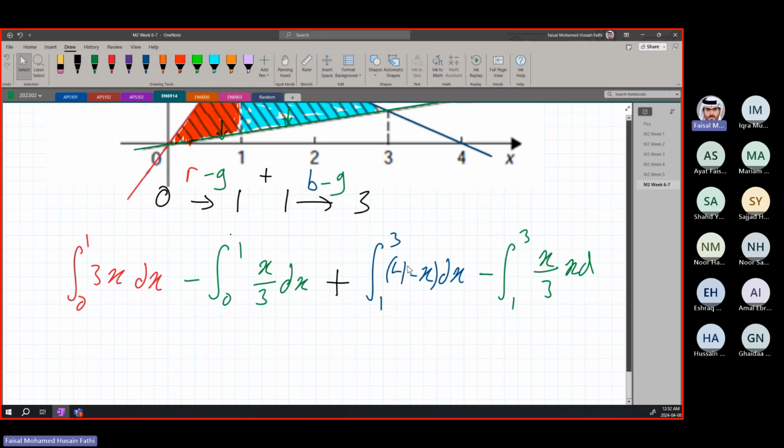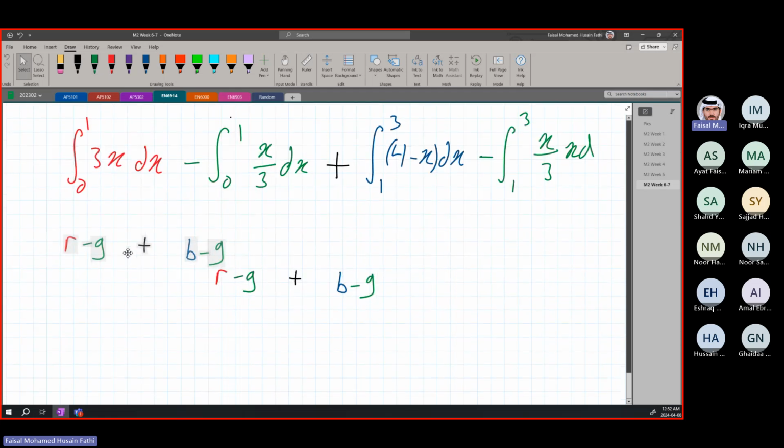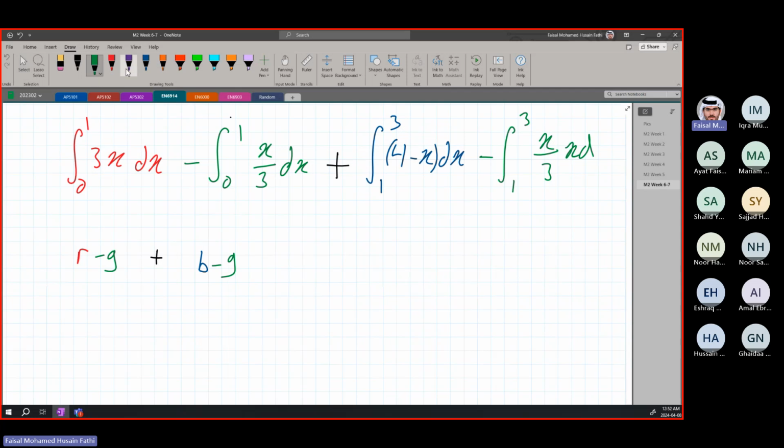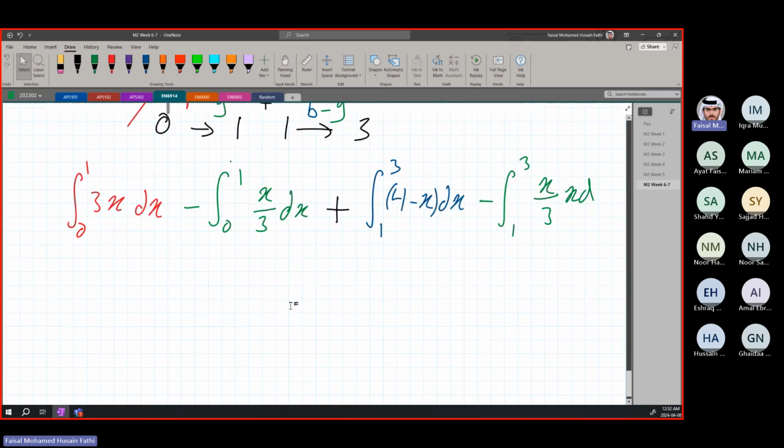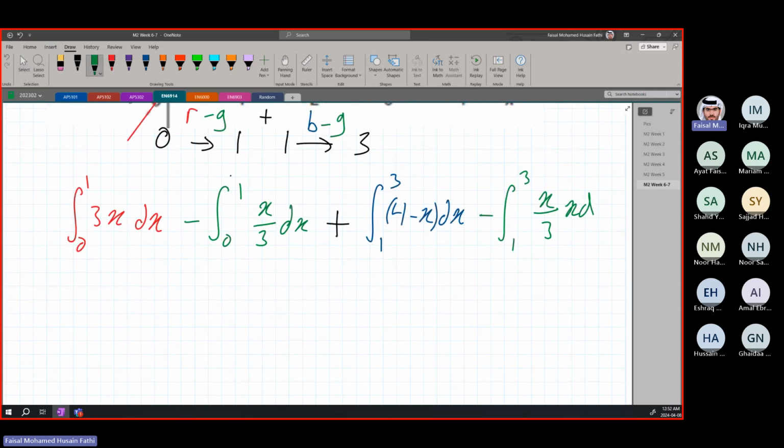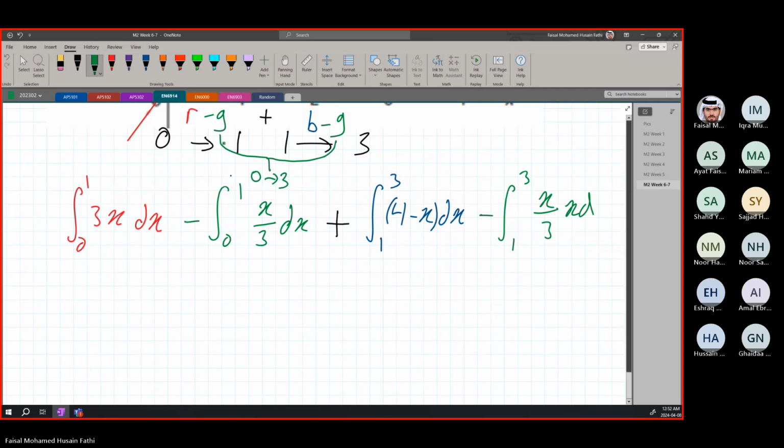Now, one thing you can note in integration is that you can do it this way. If you want to do the algebra, r minus g plus b minus g, the integration will work out the same exact way as the algebra, meaning you can write it differently because of the limits. Let me explain it this way. Here we have limits from 0 to 1 and then 1 to 3. For the green part you can write it just once, from 0 to 3. Why? Because it's continuous.